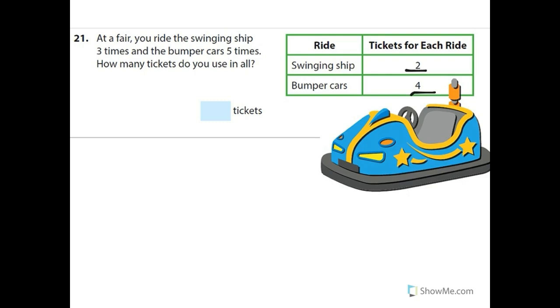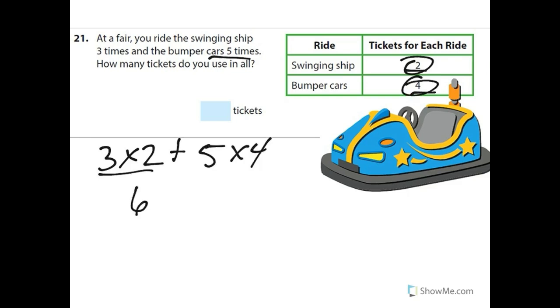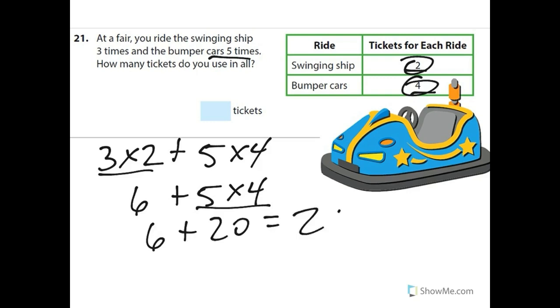Alright, at a fair, you ride the swinging ship 3 times and the bumper cars 5 times. How many tickets did you use in all? So the swinging ship 3 times, so 3 times what? 2. Then we're going to add bumper cars 5 times. The bumper car is 4, so 5 times 4. So 3 times 2 is 6, plus 5 times 4. Remember, one at a time. 5 times 4 is 20, and 6 plus 20 is 26. 26 tickets.